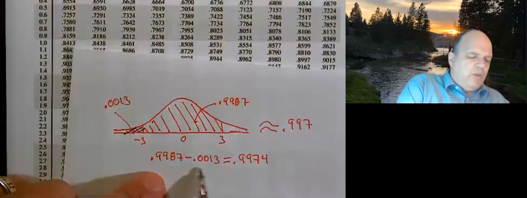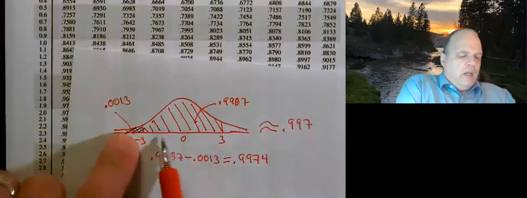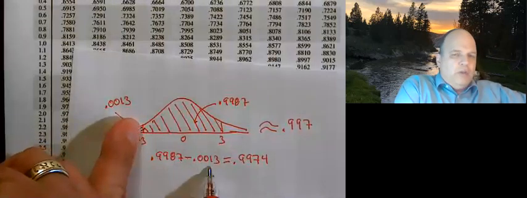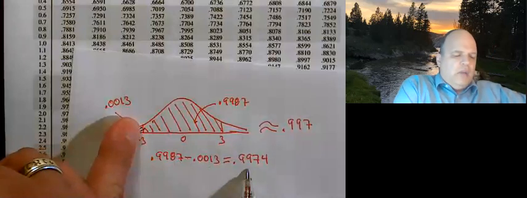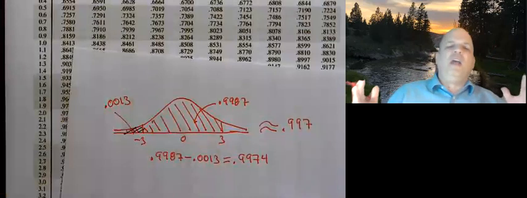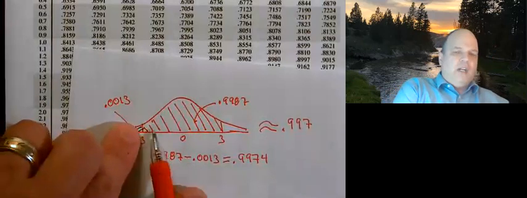If I subtract those two, I find the distance in between, because I want to subtract out that tail. So I subtract out that tail of 0.0013, and I end up getting 0.9974, which is close to 99.7%. So for plus or minus 3, we have 99.7%.